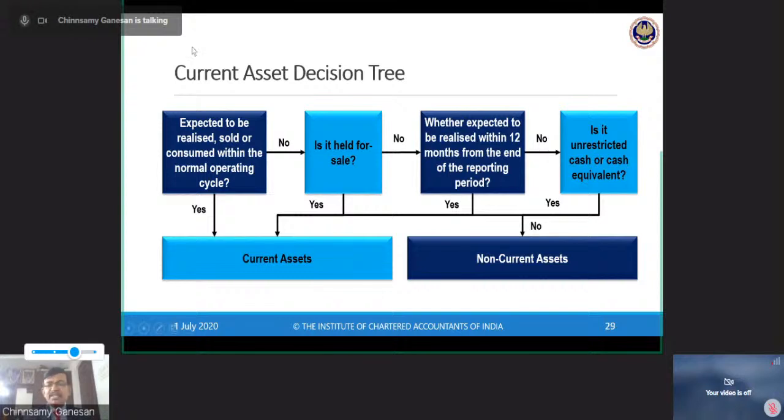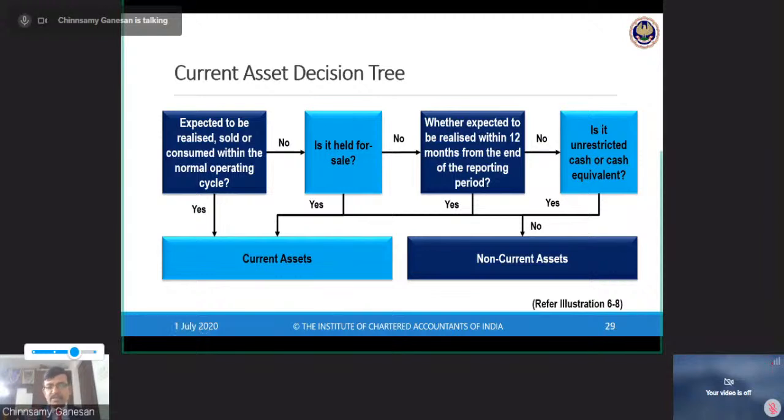Suppose if we say that I am regularly buying and selling the investment, it's a current investment. Then automatically it comes to current asset. Suppose if I am saying no, not regularly buying and selling, but maturity period is within the next 12 months. I am going to collect it within the next 12 months. It meets the criteria of the third one, becomes a current asset, right? This is an important point which you have to keep in your mind.